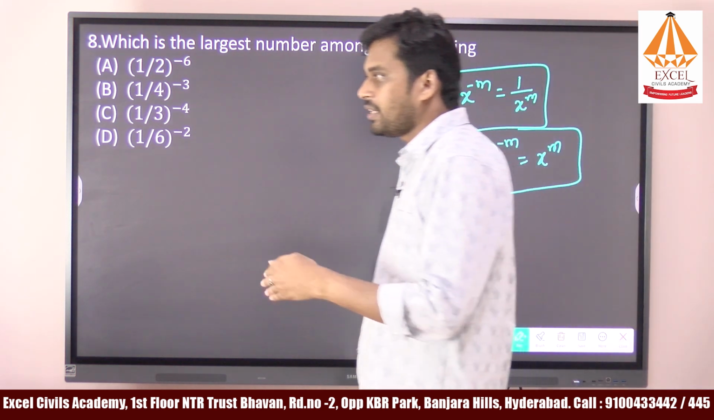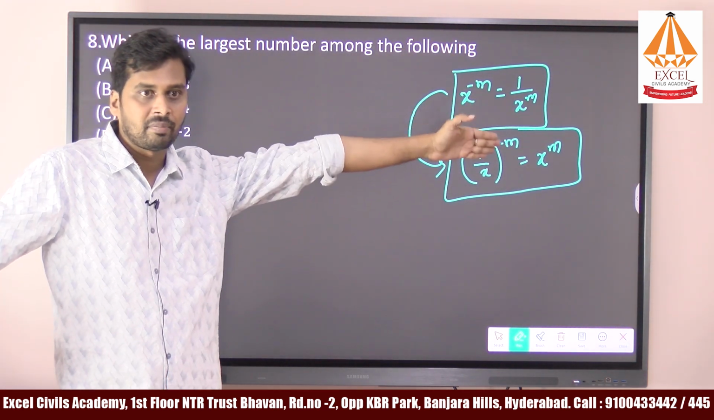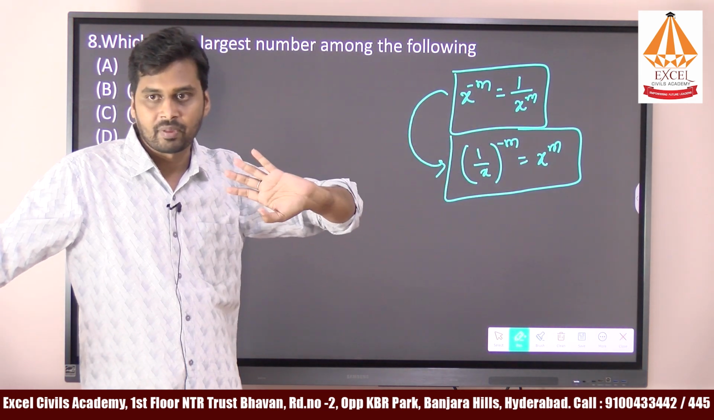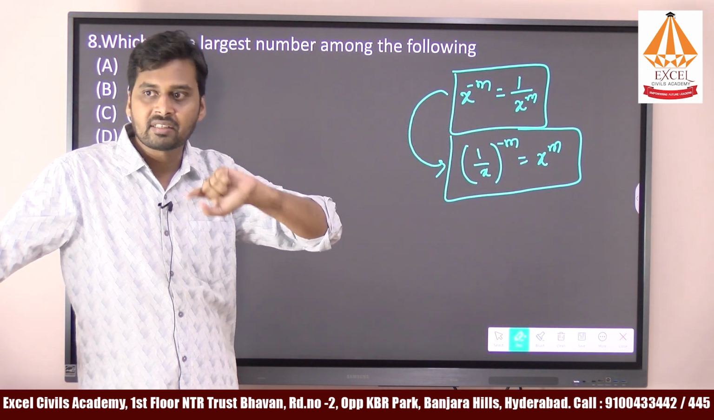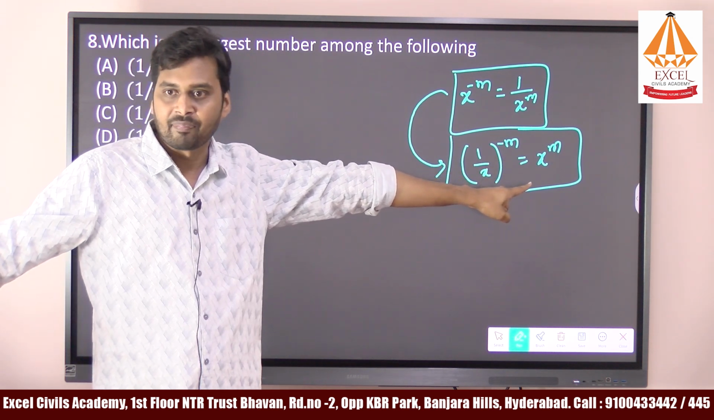And we had the repeated questions based on these two. x power minus m is equal to 1 by x power m. 1 by x whole to the power of minus m is equal to what? x to the power of m. If any number is in the form of 1 by x whole to the power of minus m, then we can write it as x power m.